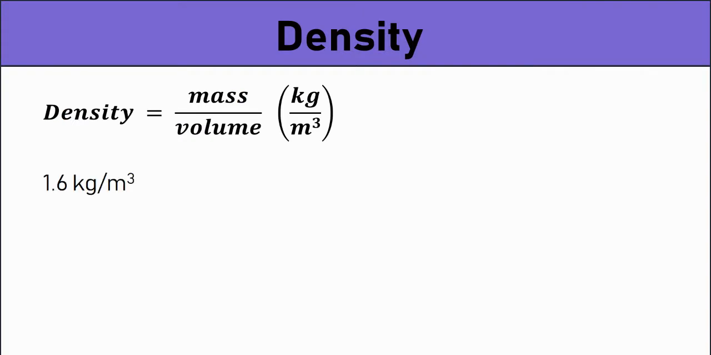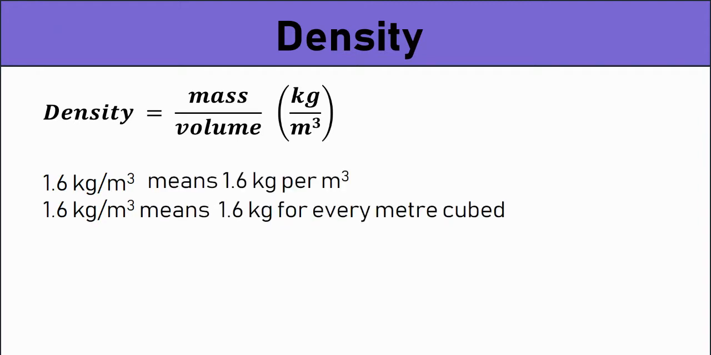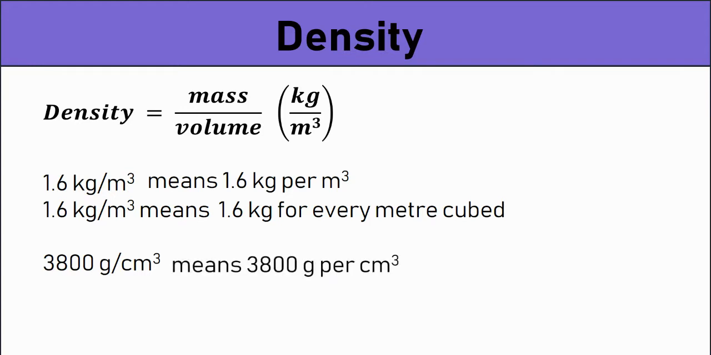Now, you'll often see this for density. Something's density is 1.6 kilograms per meter cubed. What does this mean? It means there's 1.6 kilograms for every meter cubed. If you had 1 meter cubed of the substance, you would have 1.6 kilograms. Another example, 3,800 grams per centimeter cubed. This means that for every centimeter cubed, you have 3,800 grams. It's still mass in a volume, therefore it's still density. It's just sometimes we use grams and centimeters cubed because maybe we're working with quite small things.